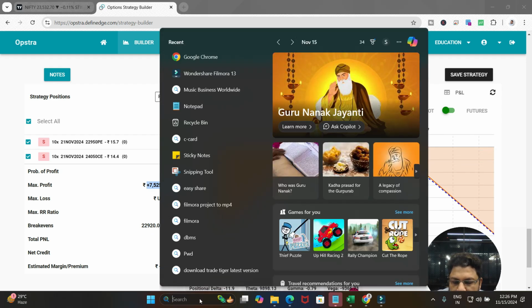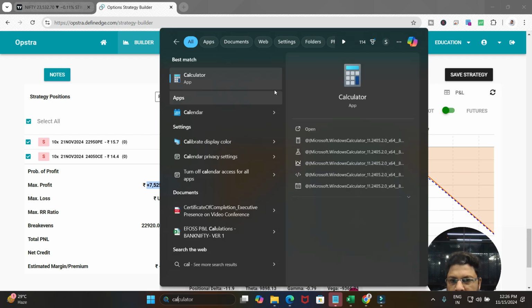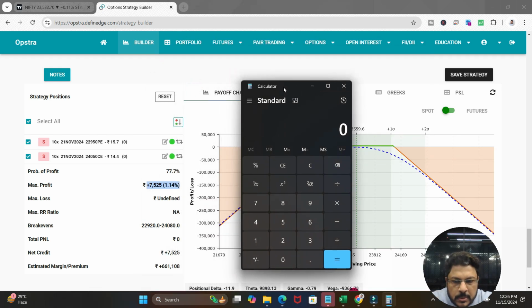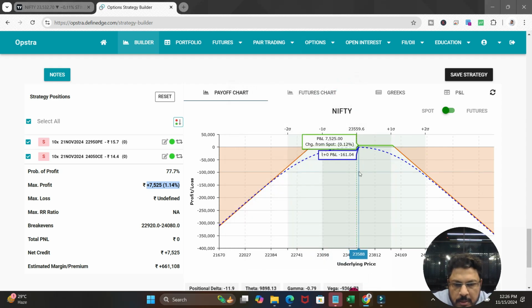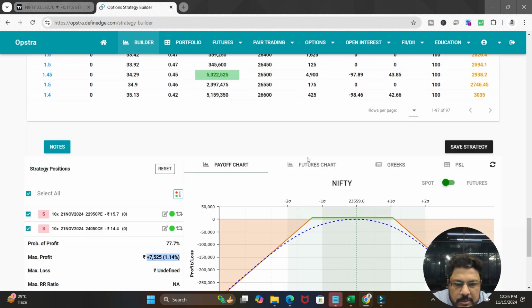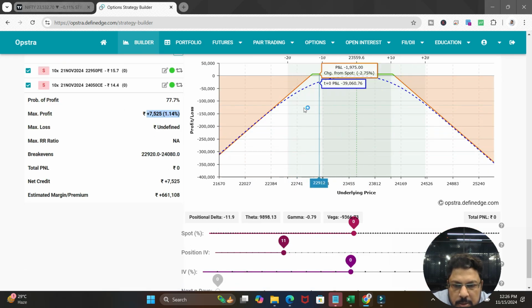Let's calculate this. 22,920 minus 24,080. So Nifty has to move 1160 points to give you loss. If you foresee by the 21st expiry, if you predict that market is going to move 1140 points, only then will you make a loss in this.